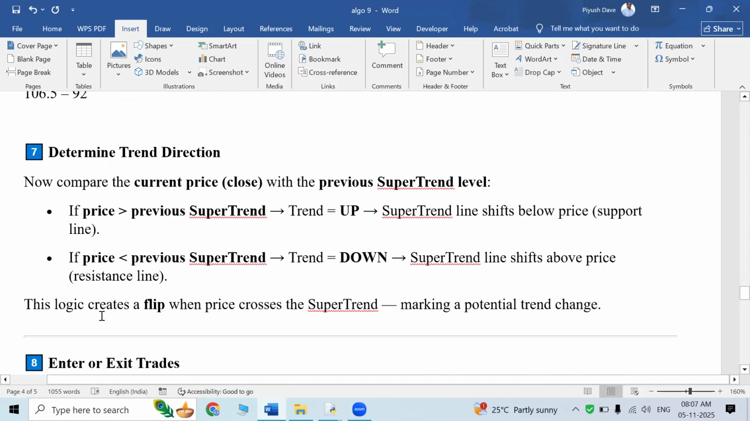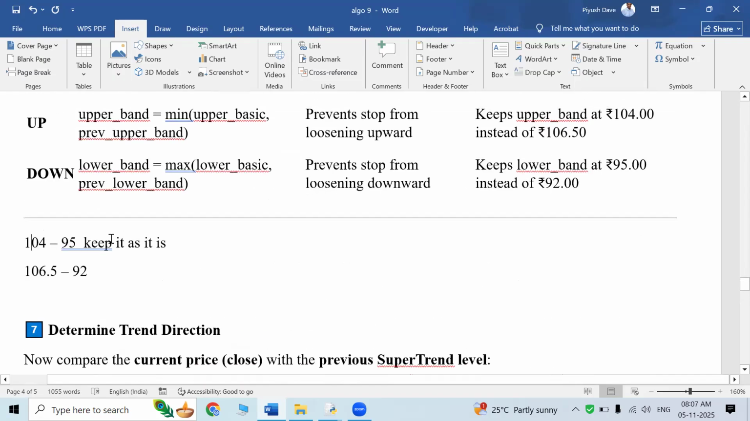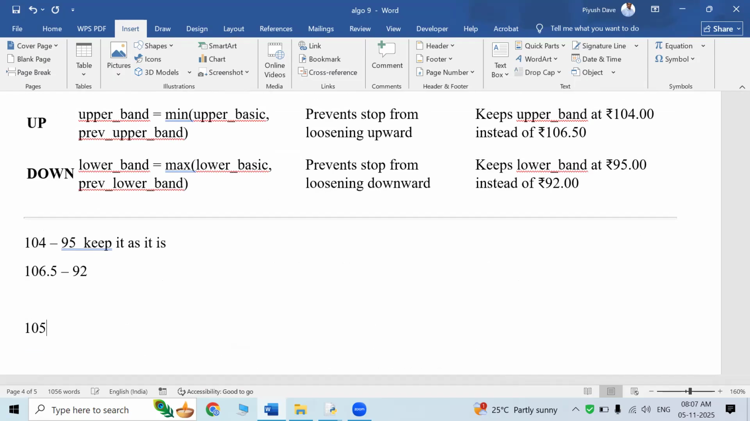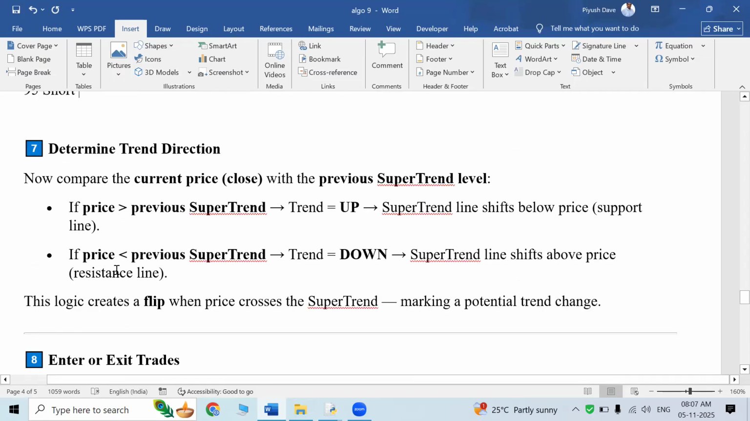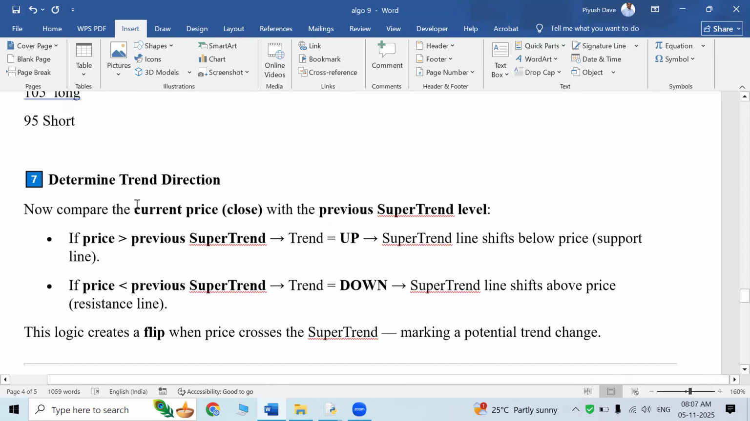Okay, now how will the uptrend be decided? So the upper band and the lower band which we have calculated, if the price goes above this value, 104, suppose the price goes to 105, we are going to take a long trade. And if the price goes below 95, we are going to take a short trade. That's the logic, simple logic. Price above supertrend, then take an uptrend, take a long trade.